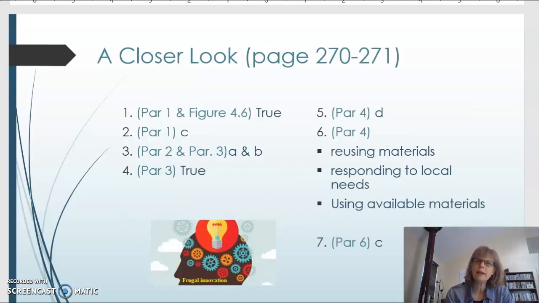So you're going to find, guys, on page 270, there is a closer look. They're asking you questions about the details in each of these paragraphs. And here are my answers. You can take a look and check your answers, see if you agree.